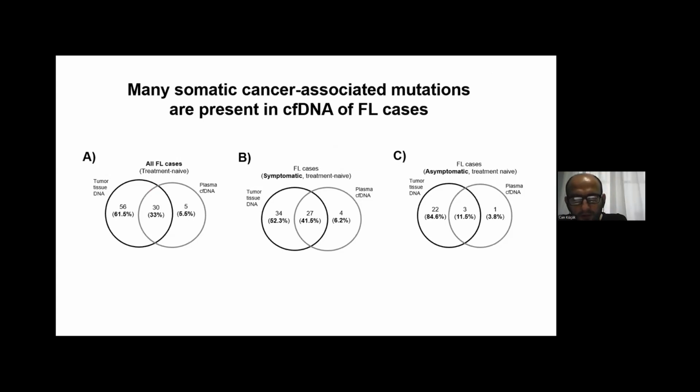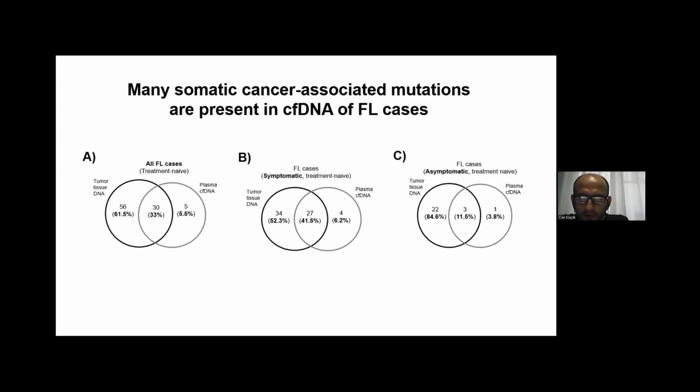So these are the number of the variants we identified in follicular lymphoma cases. Panel A is showing all cases. As I said, we had 20 follicular lymphoma cases. So in this Venn diagram, you can see that 33% of the mutations identified were common somatic mutations in both tumor tissue DNA and plasma circulating cfDNA. And that most of the variants were specific for tumor tissue DNA. And interestingly and importantly, some of them were only specific for plasma cfDNA. It means that they were not present in the tumor tissue DNA.